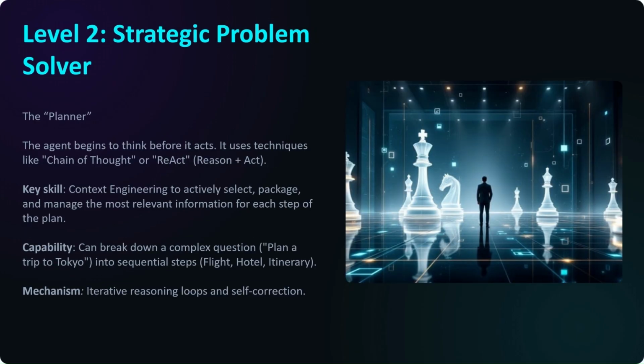Now, coming up to level 2, it marks a significant expansion in capability. The agent moves from simply executing tasks to strategic planning. It acts as a planner. It starts to think before it acts, using techniques such as chain of thought or ReAct, reason and act. The key skill here is context engineering. The agent actively selects and manages relevant information to solve multi-step problems. If you ask it to plan a trip to Tokyo, it doesn't just search blindly, it breaks the problem down into smaller steps like flights, hotel, etc.